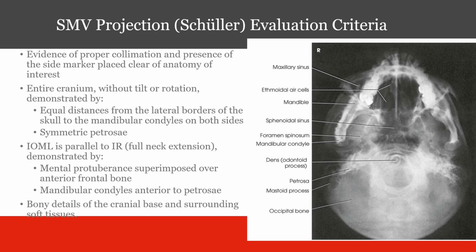So looking at all the different structures that we can see here, there's quite a few. The IOML is parallel with the image receptor, and that can be demonstrated by the mental protuberance superimposed over the anterior frontal bone. And the mandibular condyles are anterior to the petrosa. So there's the petrosa here, and the mandibular condyles are anterior to it. There's the condyles.